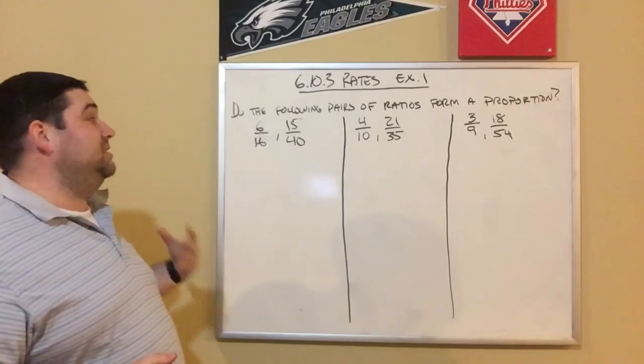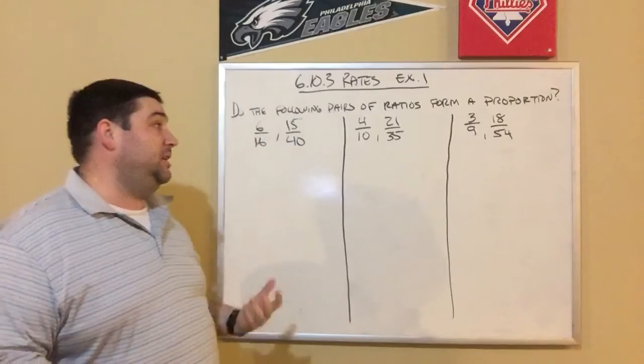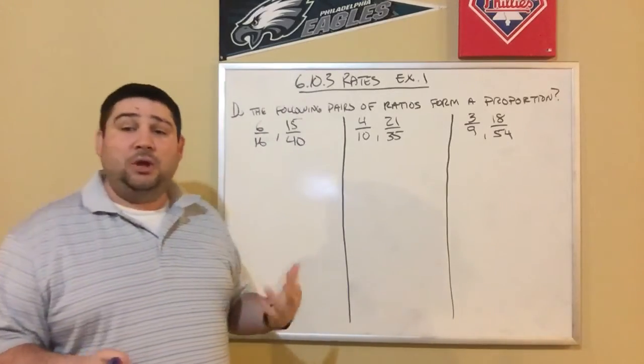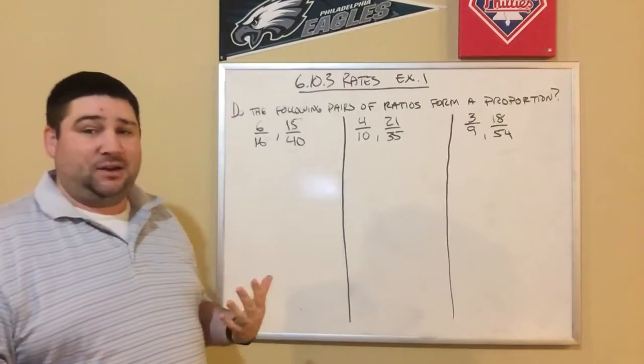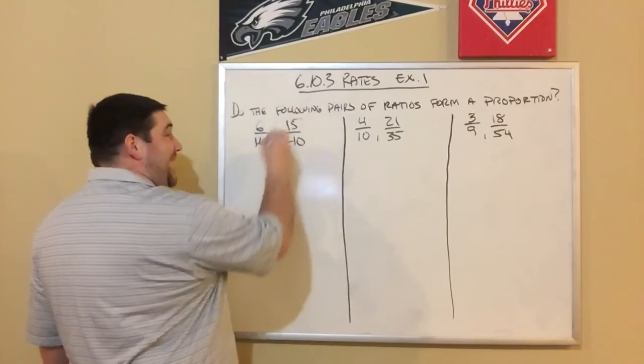So you can see our question: do the following pairs of ratios, when we say ratios, we mean these fractions right here, do they form a proportion? So your answer is going to be yes or no. But we can prove our answer by seeing if the cross products are equal. So what I mean by that is we multiply diagonally.